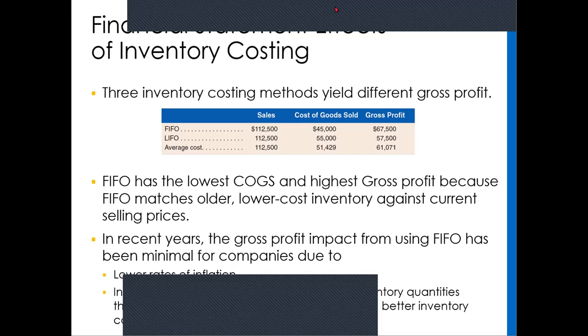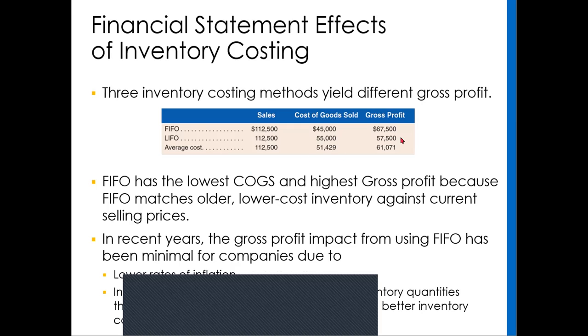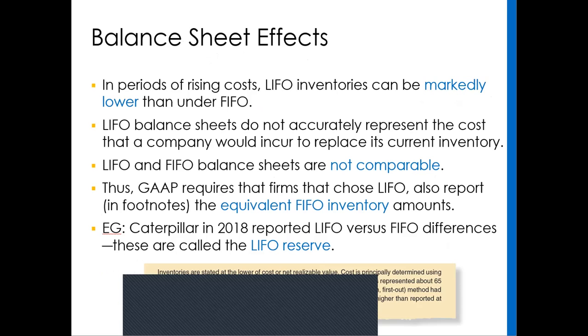So we take a look and we say, okay, what's the financial effects of inventory costing? Well, we did this before. Gross profit is different. 67.5, 57.5, 61, kind of in the middle. $10,000 difference between FIFO and LIFO can be significant, which means if you're looking at two car manufacturers, say Ford and GM, if Ford is LIFO and GM is FIFO, you're going to have a built-in variance just due to the inventory methodology. So be careful, be aware, it's stated in the footnotes what kind they use.